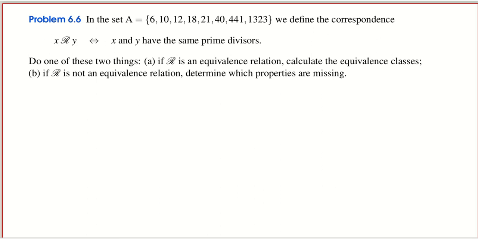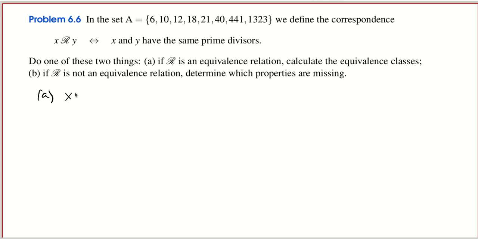In this problem here, we have a set containing several natural numbers, and we define a correspondence in it, which is x is related to y if and only if x and y have exactly the same prime divisors. And we have to do one or two things. First, prove that R is an equivalence relation and then calculate the equivalence classes. Or otherwise, if R is not an equivalence relation, determine which properties are missing. Okay, clearly the answer is A, because it's very easy to show the three properties of an equivalence relation.